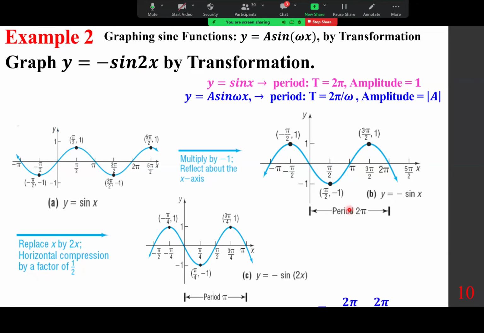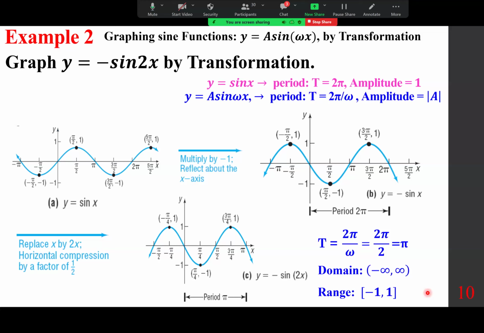Period is 2 pi. Here's what happens. T is 2 pi over omega, 2 pi over 2, because omega is 2, equals pi. Domain remains as before, all real numbers, and range stays the same, -1 to 1. We are not changing the domain or range. And by the way, the amplitude is the absolute value of -1, which is the same thing. But what changes is the period.